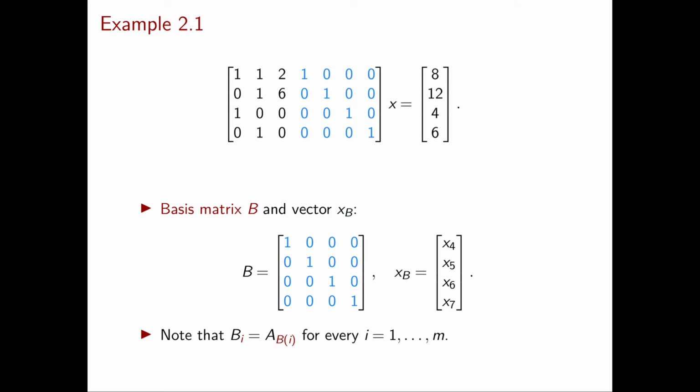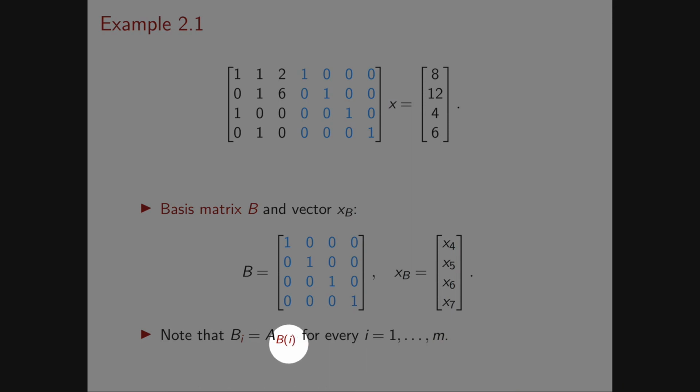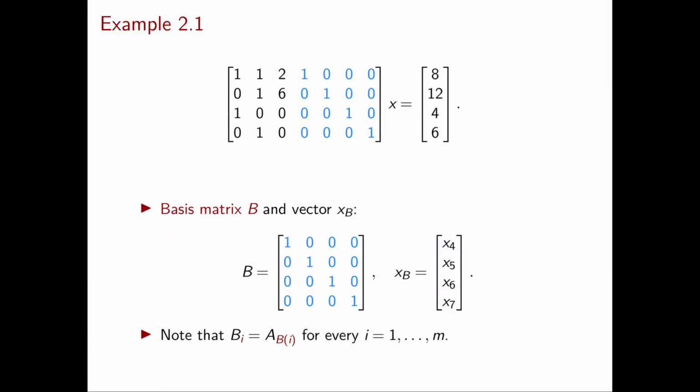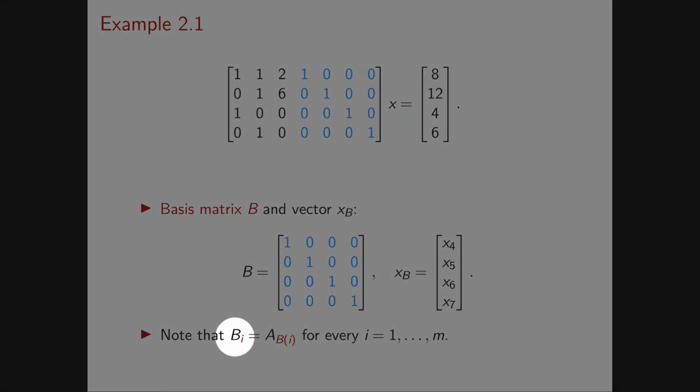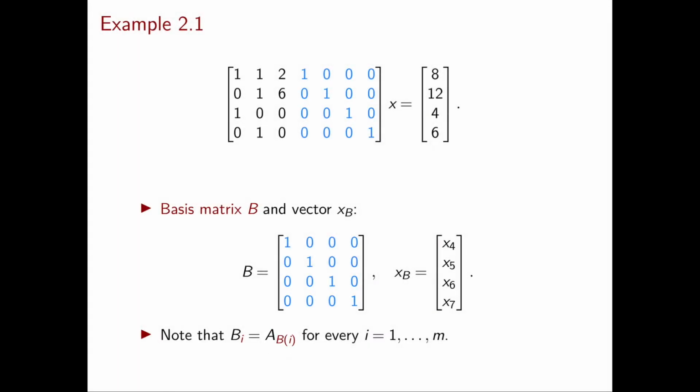One thing to be very careful from now on is how to deal with the indices. In fact, many students are confused by these indices B(i). An important feature of these indices is that B_i, which is the column i of capital B, is equal to A_B(i). We can check it immediately in our example.